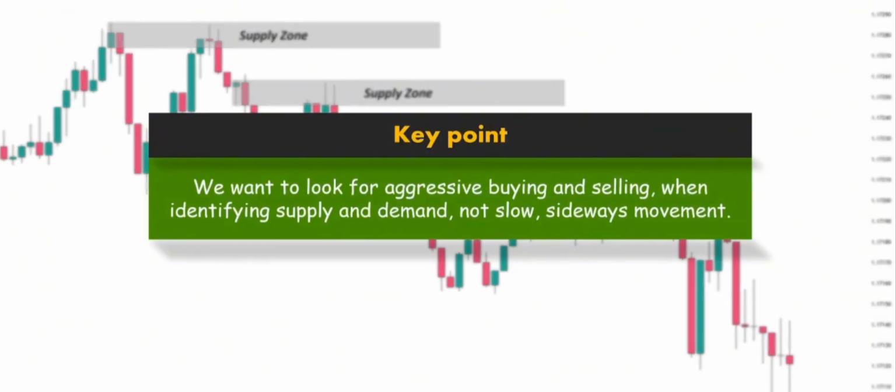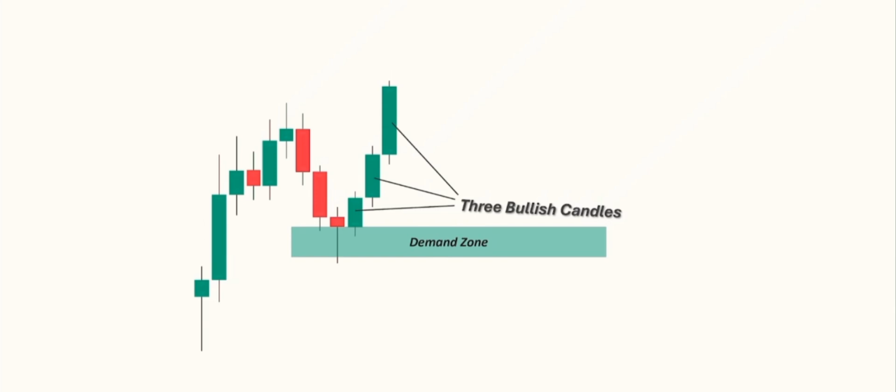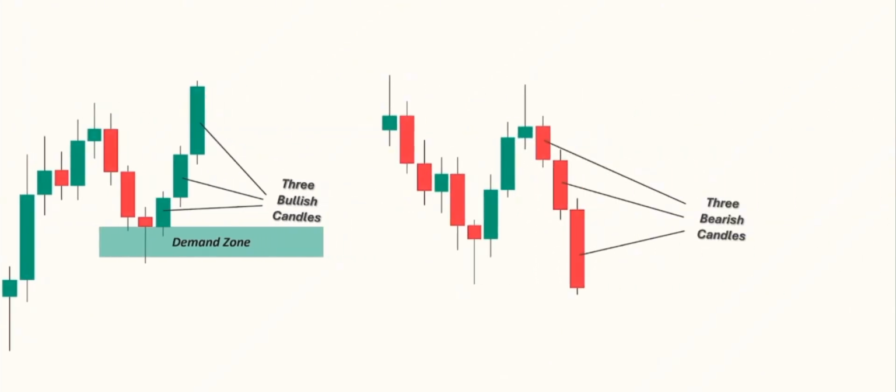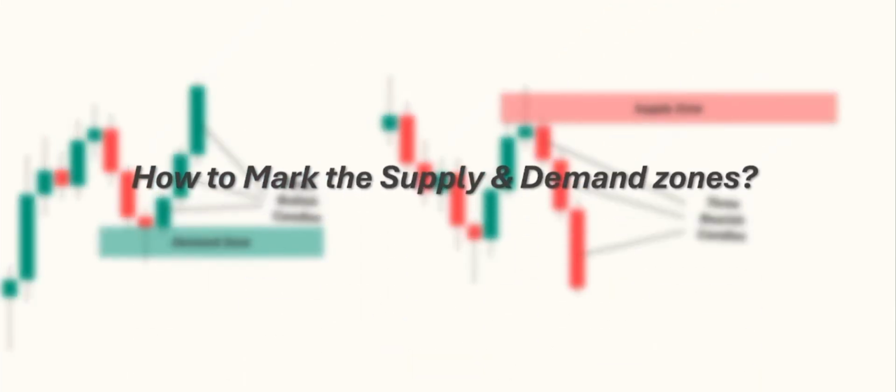But the key point here is that we want to look for aggressive buying and selling when identifying supply and demand, not slow, sideways movement. Strong zones are usually created by impulsive price moves, showing clear imbalance between buyers and sellers. To make things more objective, we need to see 3 green momentum candles to mark an area as a demand zone. Similarly, 3 consecutive red candles with large bodies and strong push distance would make a good supply zone. The reason is that we want to identify an area where traders previously showed interest, rather than just small moves in the market.